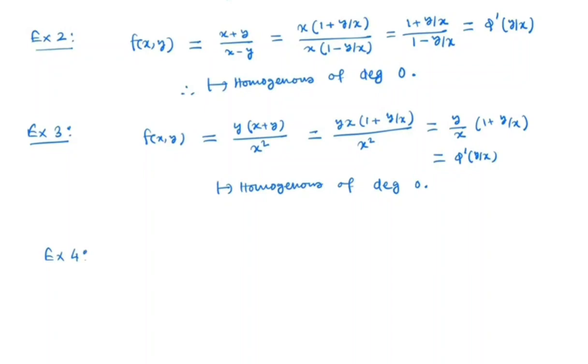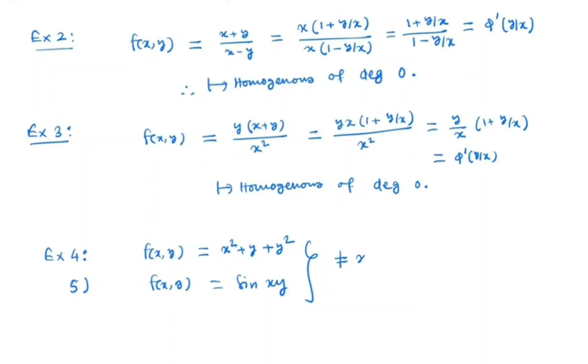Now consider some non-examples. Example 4, f(x,y) is x square plus y. Example 5, f(x,y) is sin(xy). Now notice that in both cases we cannot write it as x power n times some function of y by x. We cannot write it in this form. So they are not homogeneous.